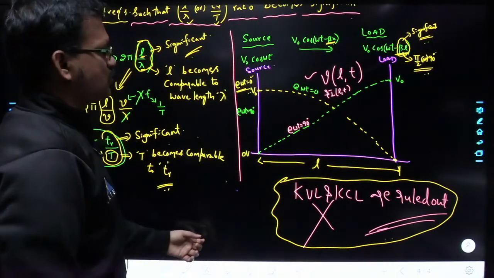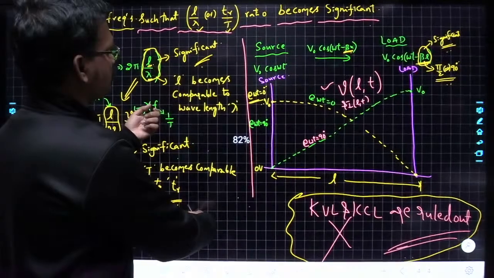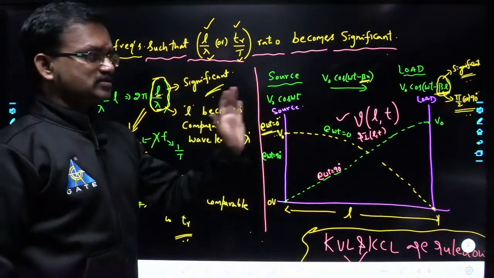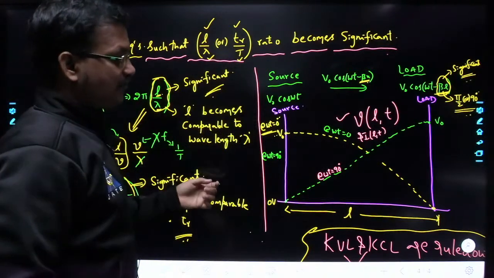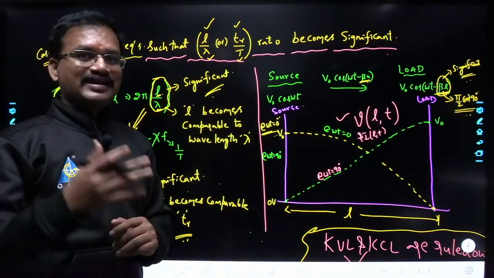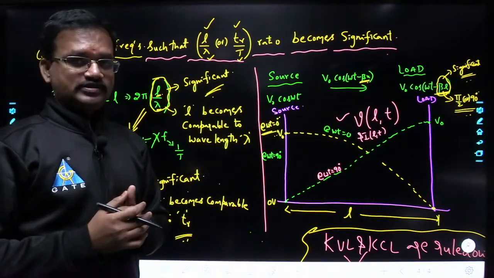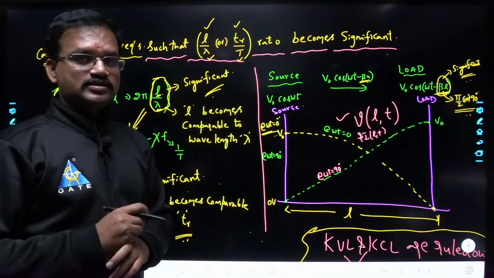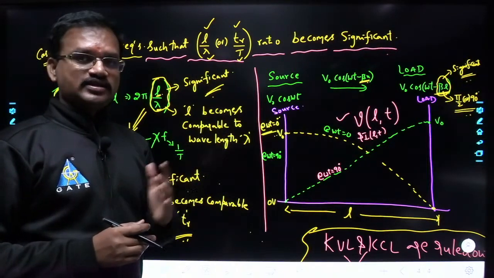So these are the effects of transit time. Whenever the time period of the signal is far greater than TR, we can neglect the transit time and all those things, and we can ignore the transit time effects. In that case, the voltages and currents will become only functions of time, and here KVL and KCL are valid.